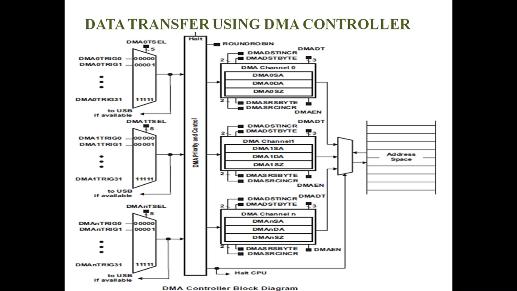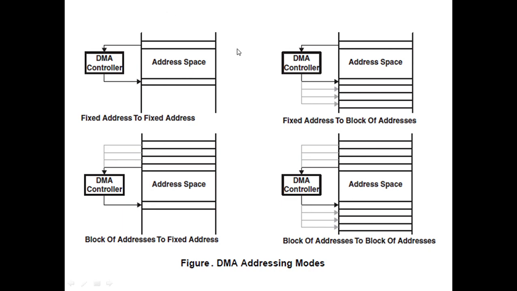So this DMA controller contains 4 addressing modes. One is fixed address to fixed address mode, fixed address to block of addresses mode, block of addresses to fixed address mode, and block of addresses to block of addresses mode. These are the 4 addressing modes available in the DMA. So DMA means direct memory access, transferring the memory directly without involving the CPU.